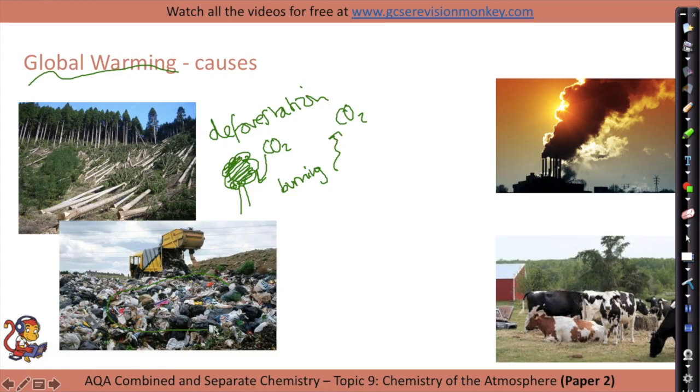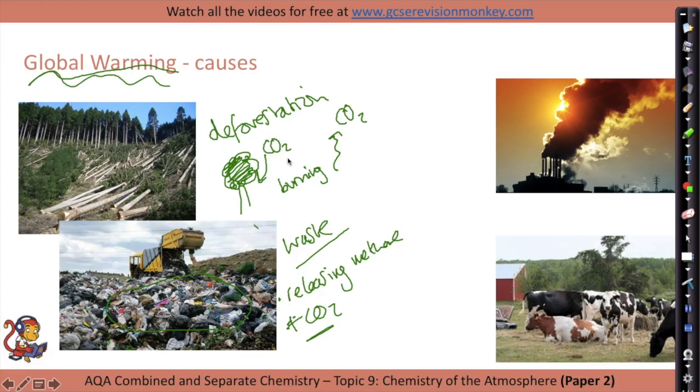Waste is also a way. So during the decay process of waste, we are releasing methane, which we said before was a greenhouse gas, but we'll also release CO2 as well, as the microorganisms that are breaking down the waste are respiring. They are going to release CO2 and methane's released, and they are both greenhouse gases which are going to cause global warming.